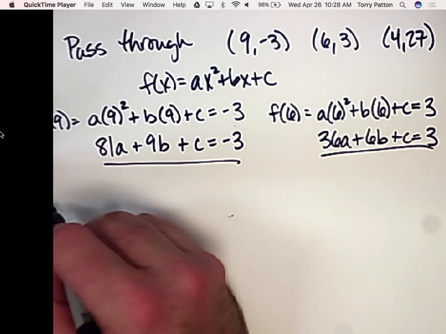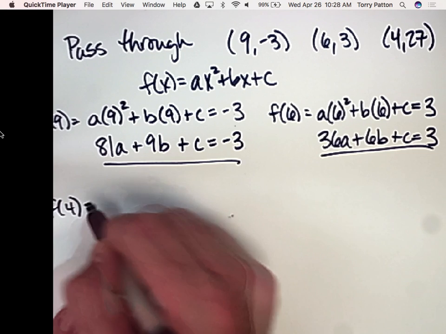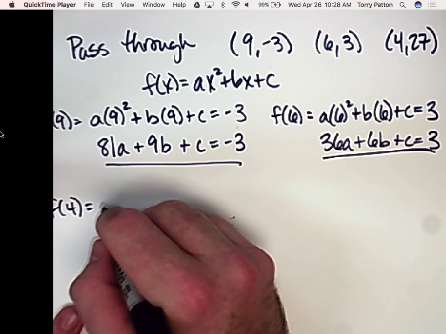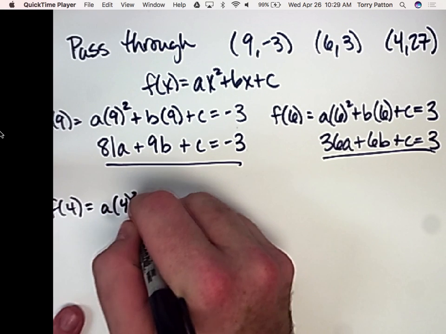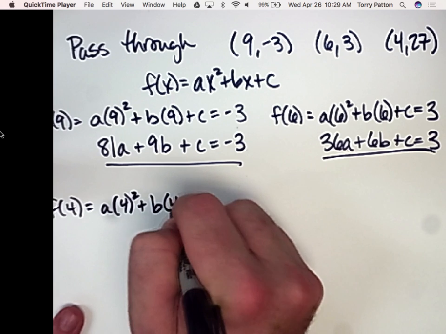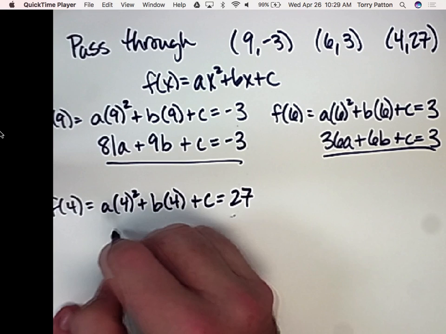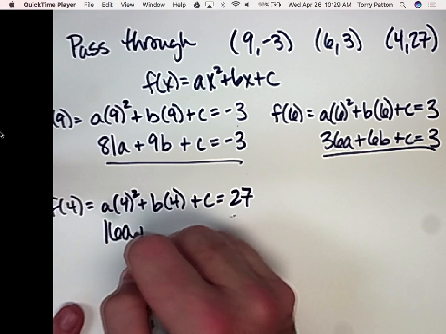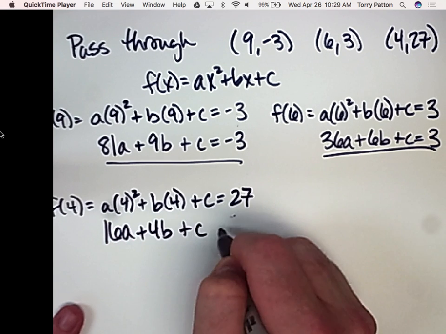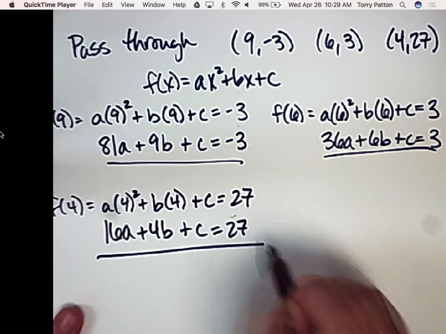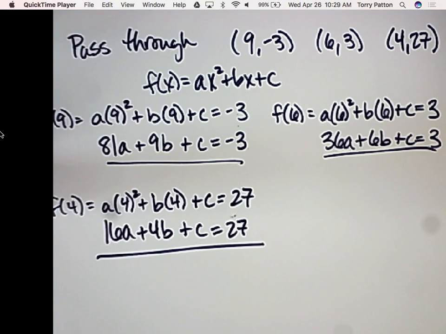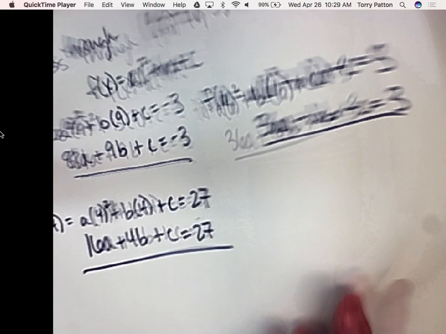And the last one, f of 4, has to be 27. So that is a times 4 squared plus b times 4 plus c equals 27, which gives us 16a plus 4b plus c equals 27. There's your third equation. Right? So now we have to remember back how to solve a system of 3. Let me write the equations.